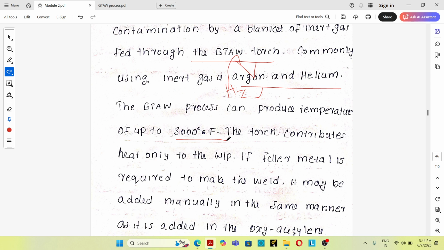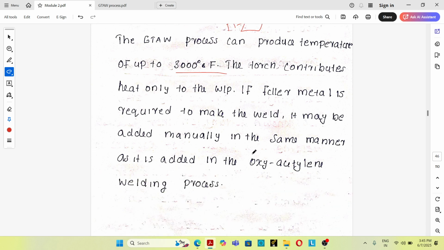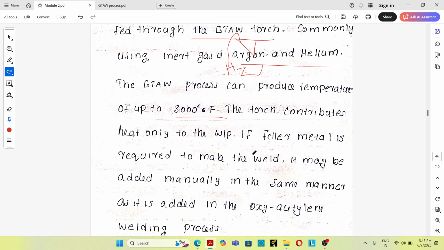See, the torch contributes heat only. The torch is not supplying filler material. The filler material should be supplied to the molten weld pool separately, as in the oxyacetylene welding process. That's an important point. The welding torch in GTAW only supplies the heat. It does not supply filler material. Filler material should be supplied separately, as in the oxyacetylene welding process.